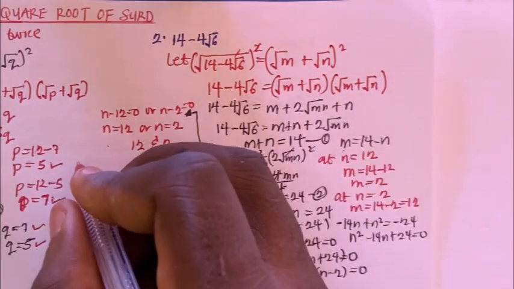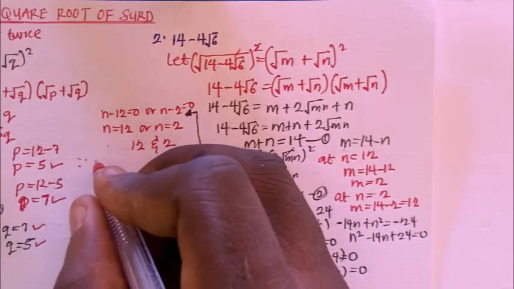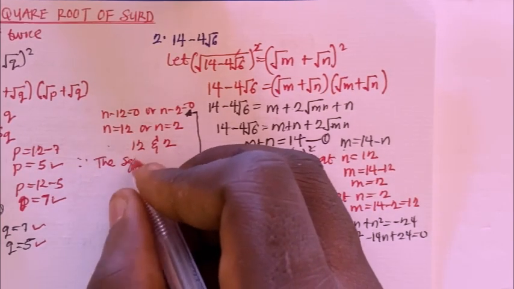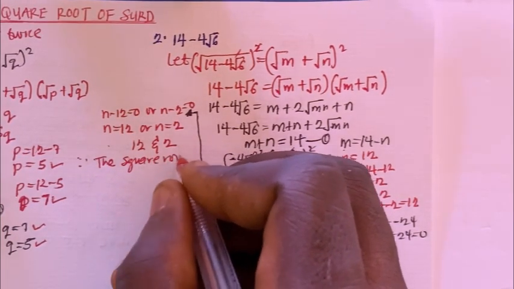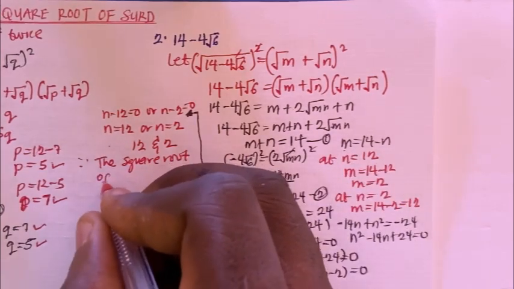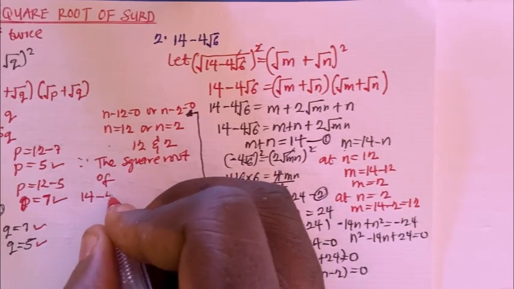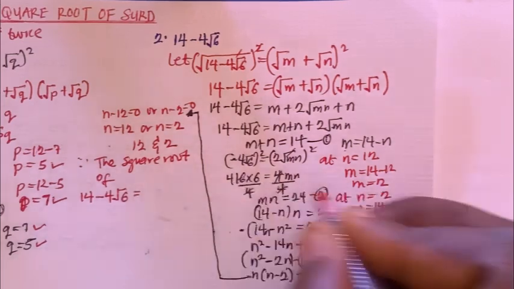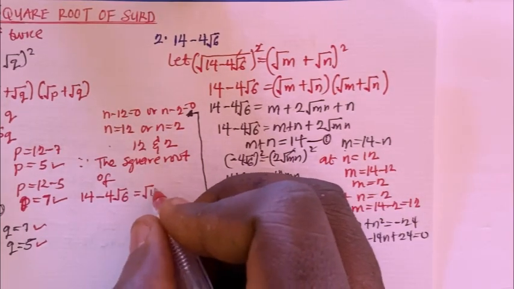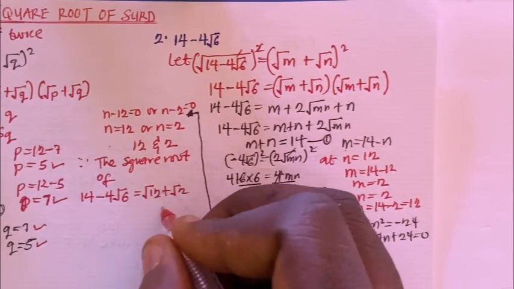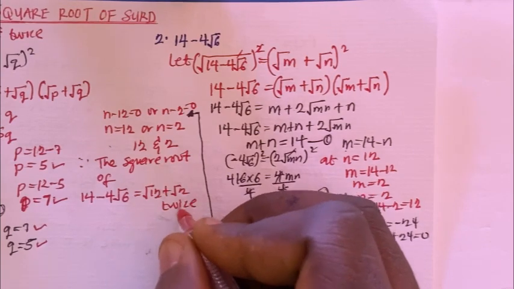So that means you can just say, therefore, the square root of 14 minus 4 root 6 is equal to root of 12 plus root of 2 twice. So that's just the answer.